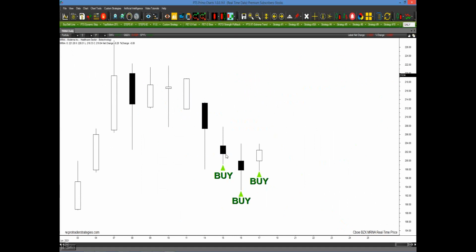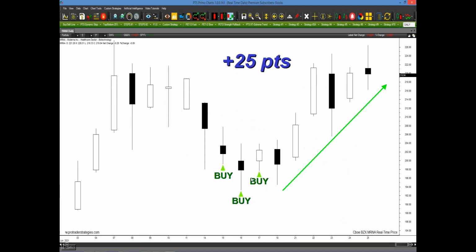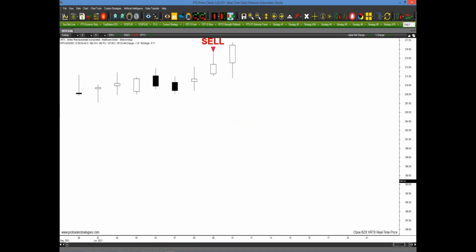Now, had you taken this very first signal, you may have been stopped out, depending on which stop placement you wanted to use. But if, let's say you're buying options and you don't mind buying multiple ones, well, these would have been a great place to buy right here because the stock went up 25 points coming into last week. Okay, not a bad little trade. All right, here's an example of a moderate pullback in VRTX, okay, Vertex Pharmaceuticals.